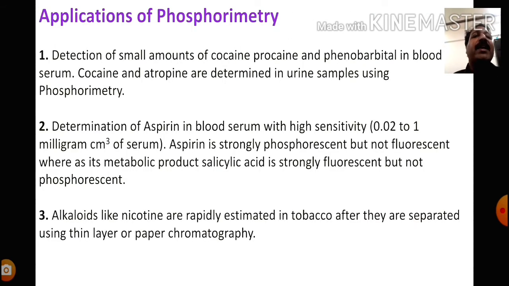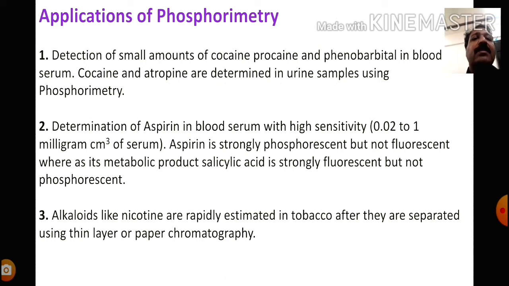Now let us see applications of phosphorimetry. Phosphorimetry has a limited number of applications as compared to fluorimetry. The first application is that phosphorimetry can be used for detection of small amounts of cocaine, procaine, and phenobarbital in blood serum. Cocaine and atropine are determined in urine samples using phosphorimetry.